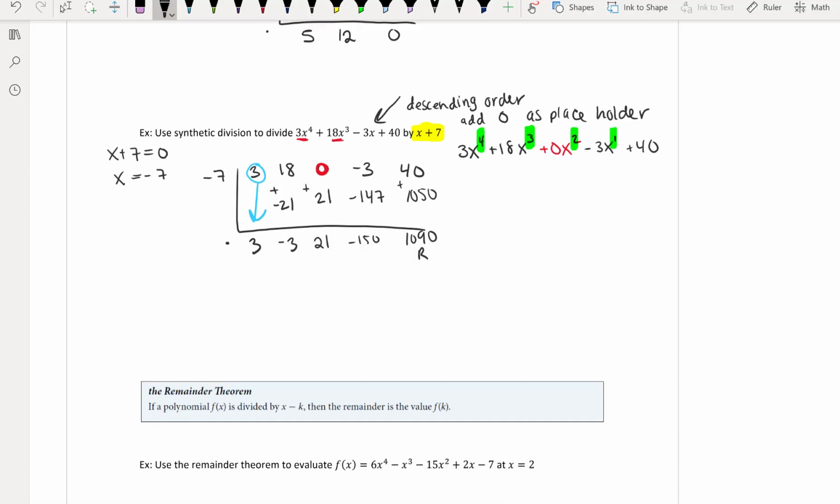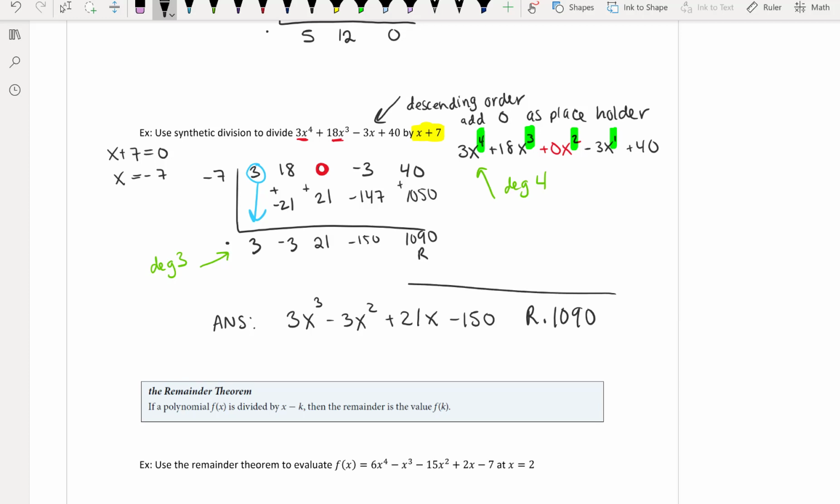So I'm going to rewrite this, and remember here, that was a degree 4. So I know over here, I'm going to have a degree 3. It's always 1 less than my original. So my answer is going to be 3x cubed minus 3x squared plus 21x minus 150, remainder 1090. That's a very big remainder, but that happens to be what I have. So, hopefully that's making sense.